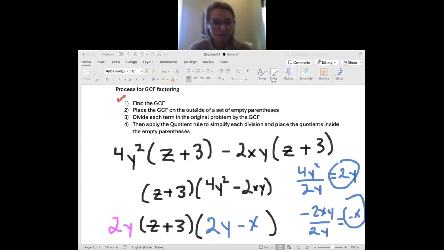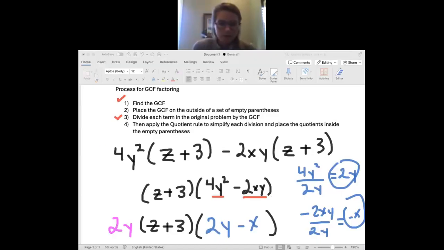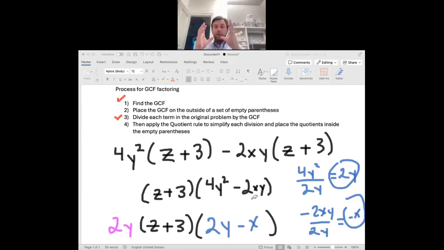Remember, find the GCF, which was the 2y, and then divide each term by that GCF. So I'm dividing these by the GCF because that's the thing I'm factoring. And so we're just focusing on the greatest common factor 2y and not z plus 3. Figure out what do I need and what do I not need. So you're just honing in on the one that has the common factors. That's the only one. The z plus 3 doesn't.